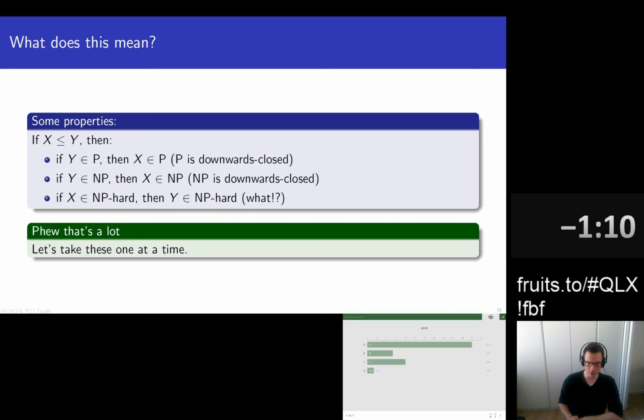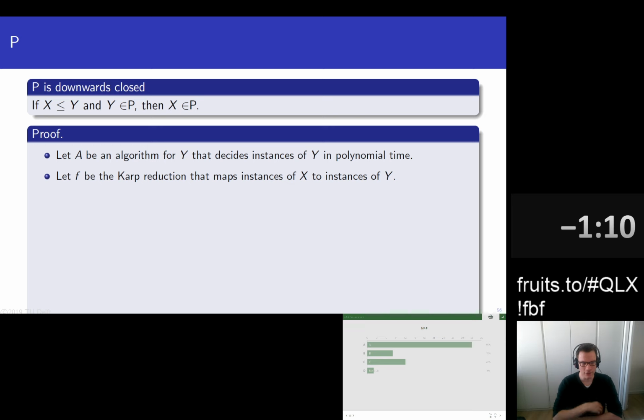3 things to prove. Let's take them one at a time. If x is reducible to y and y is in P, then x must be in P. My proof for that. Okay, well, what do I know? I know 2 things. I know that y is in P, meaning there must be an algorithm that decides instances of y in polynomial time. I also have this reduction. So I have a polynomial-time reduction that maps instances of x to instances of y.